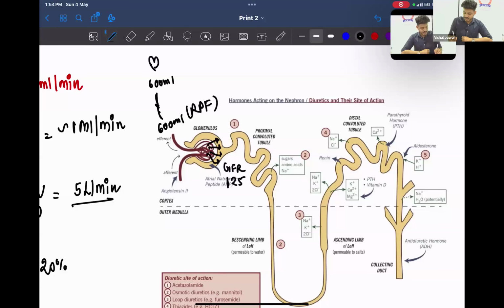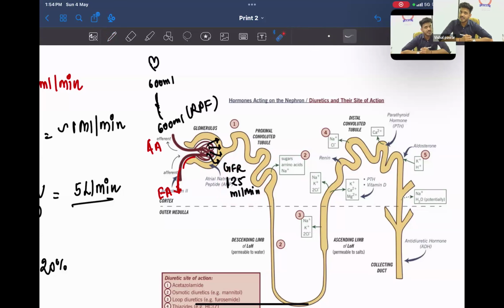It is going to be 125 ml per minute, right? And the remaining will be going away from here. This is going to be the afferent arteriole. This is going to be the efferent arteriole. You understand this? So this is going to be 125 ml per minute, which is going to the kidney.